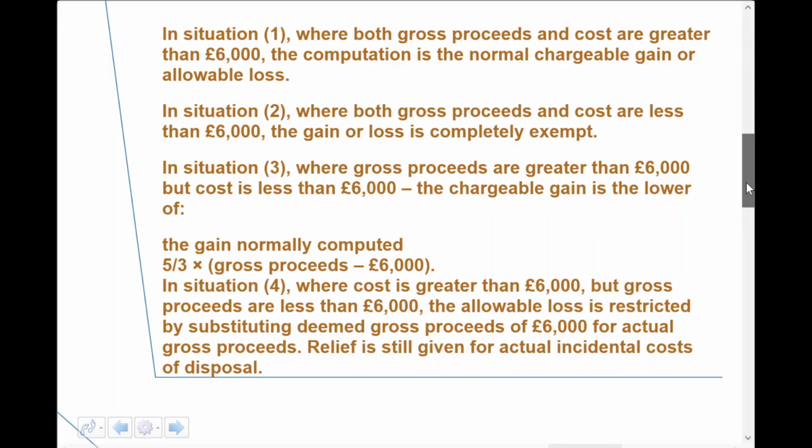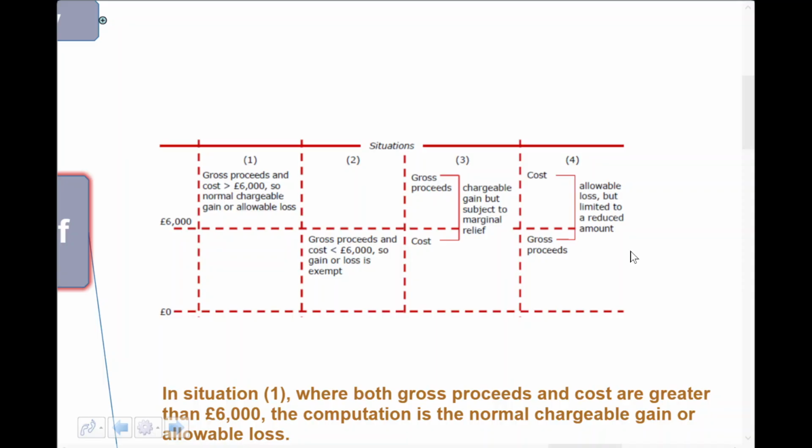So in one sense, this scenario or situation 4 restricts the loss, doesn't it? Because if I have, let's say, 8,000 as a cost and indeed 4,000 as proceeds, I've got a loss of 4, haven't I? Yeah. But if I'm required under these rules, and I am required, to substitute the gross proceeds of 4 for 6,000, then I'm making the loss lower. I'm making it only 2 rather than 4. So if you will, this scenario, number 4, restricts an allowable loss, and this one restricts a chargeable gain.